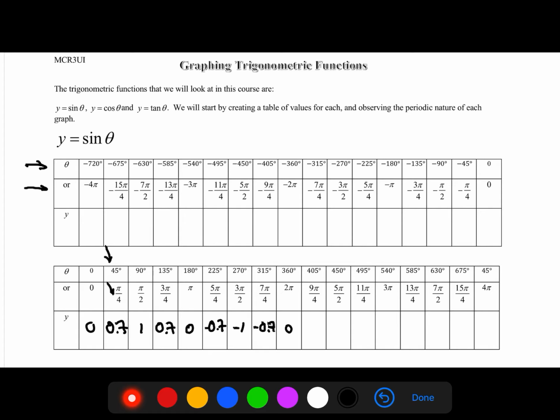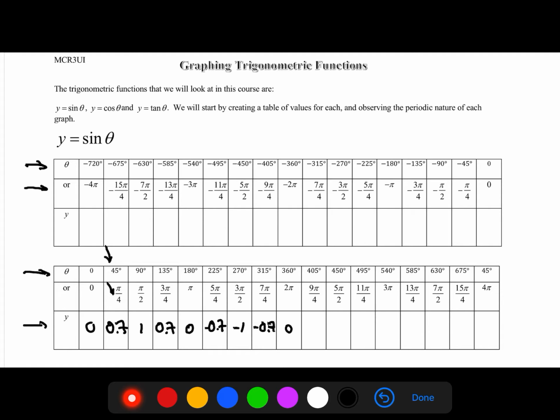So we recognize that we can plot our theta axis in degrees or radians. Traditionally, we're going to choose one or the other. We are going to stick mostly to degrees right now to make it a little bit simpler. You'll talk about it in radians a whole lot more in grade 12.